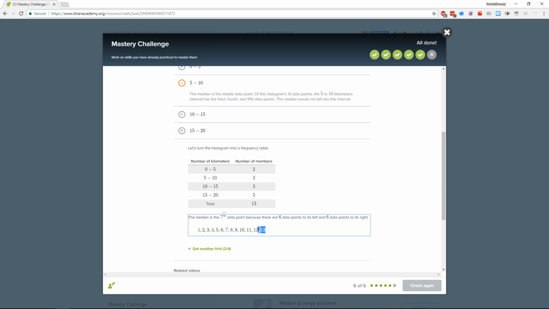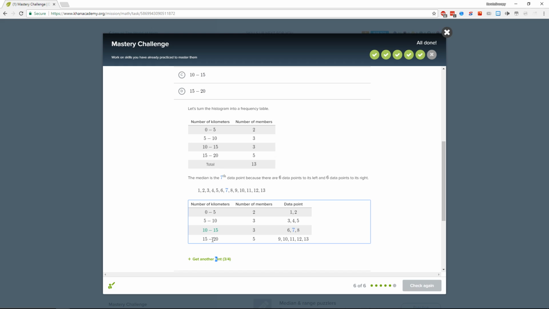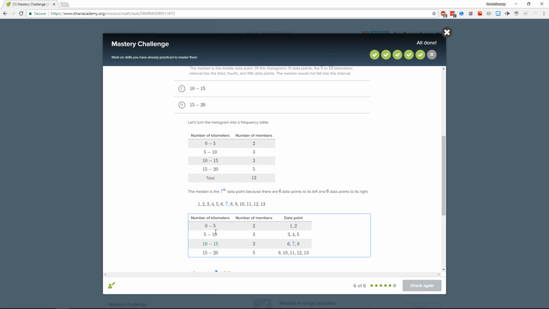How do you get this craziness? It's the 7th data point because there are 6 points to the left. Where do you get this 1, 2, 3? It's the 7th data point. And the 7th data point is right there. I see. How odd.